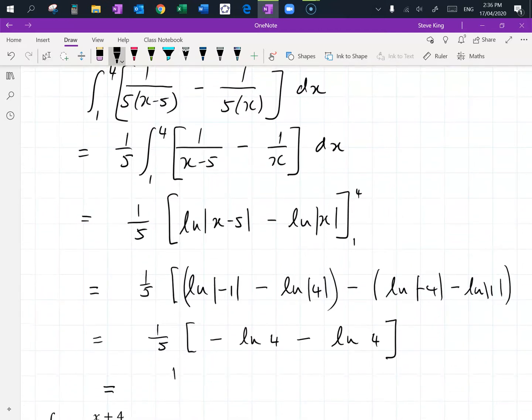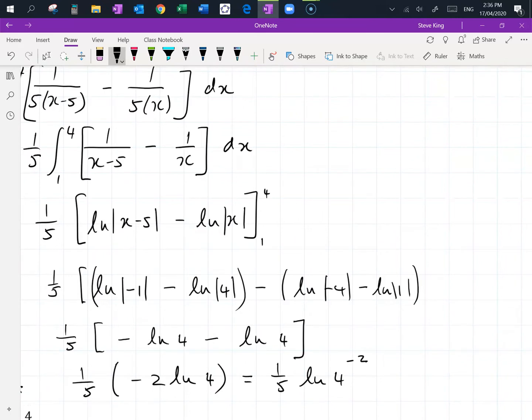and so that's going to give me 1/5, open your brackets, minus 2 ln 4. And if I want to be clever about that, I can say this is 1/5 of ln 4 to the minus 2. So it's going to be 1/5 of the natural log of 1/16. And there is my final answer, the answer of my definite integral.